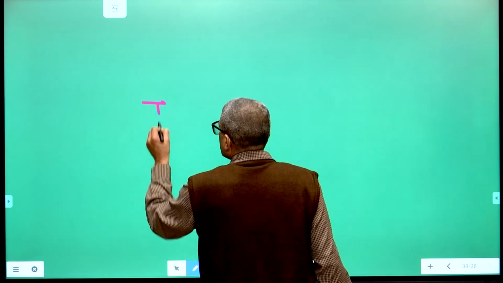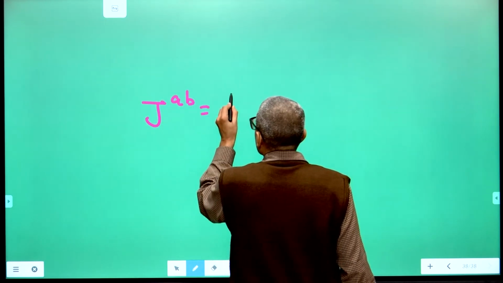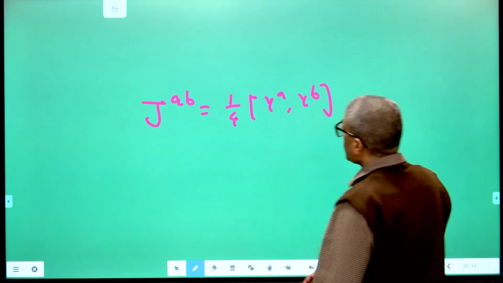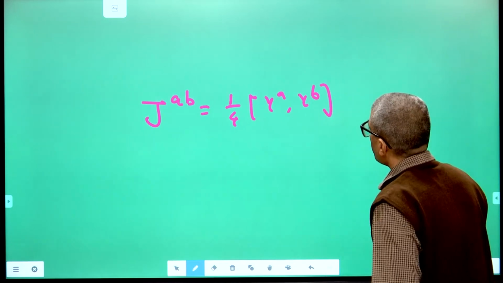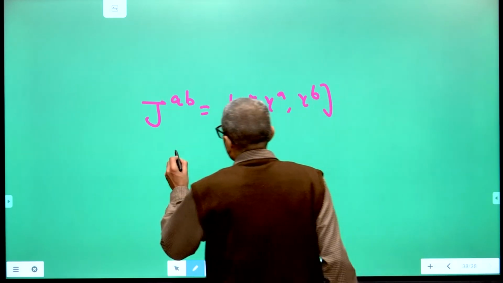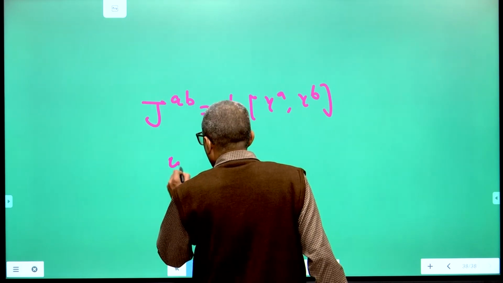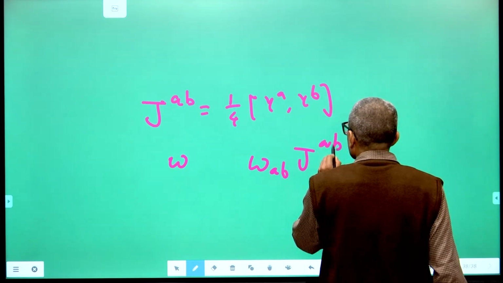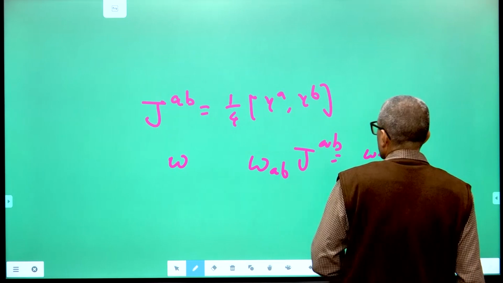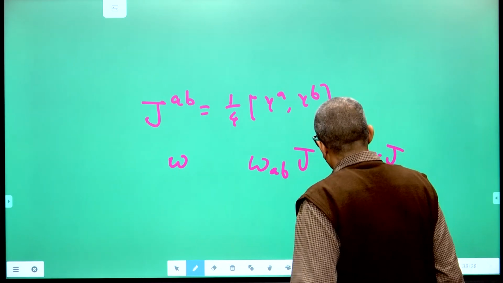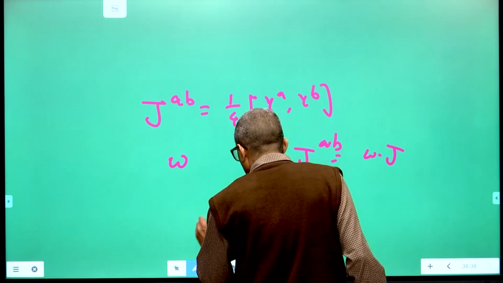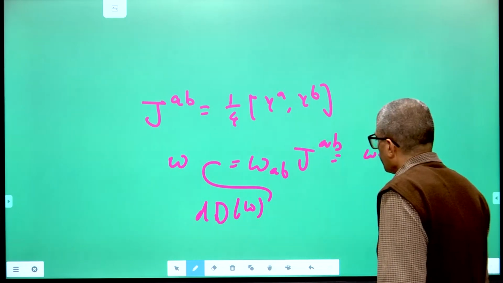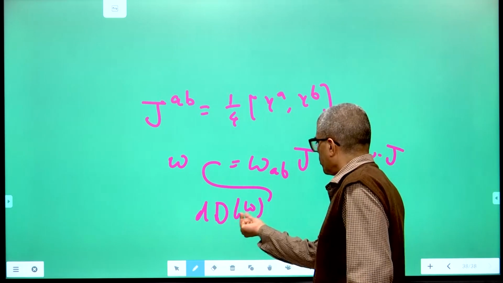Your spinor representation is defined by these quantities JAB, which are 1 by 4 gamma A comma gamma B, and these are the constant gamma matrices. These are the generators of the Lie algebra of the spinor representation of the Lorentz group. If you take omega as an infinitesimal Lorentz transformation, then omega AB JAB, I call it omega dot J, defines the spinor representation, that is, this defines d of omega, the spinor representation of the Lie algebra element omega.